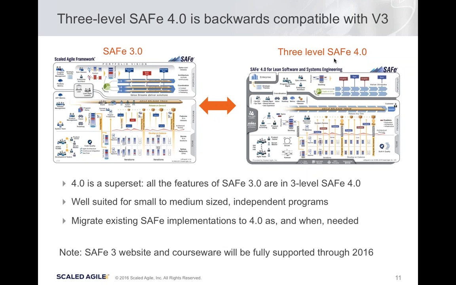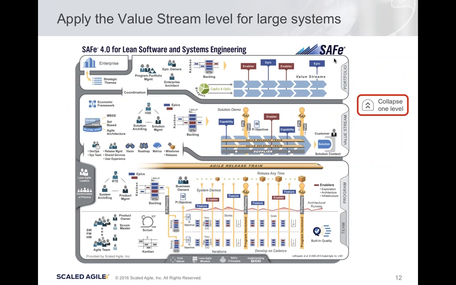Also, when you go to the framework site, you can still find the old version, version 3.0, and it will be available and supported until the end of 2016. So 3-level SAFe, what you see here, is very similar. The big difference is that when you are on the framework website, you can click on the expand button on the right side, and you get a complete additional level.